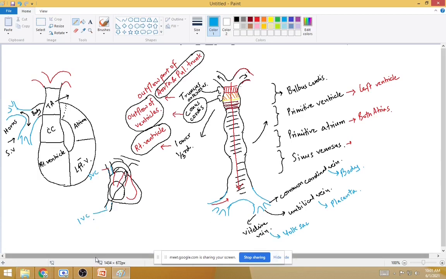Till now, is it okay how the tube is formed, and what are the different parts of the tube? Till here, is it okay?